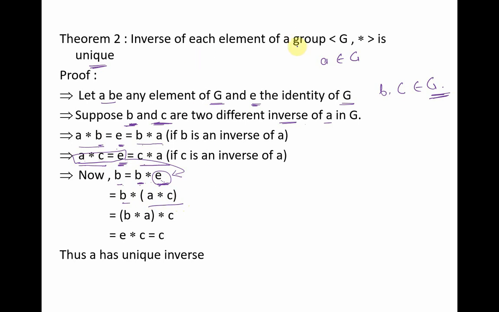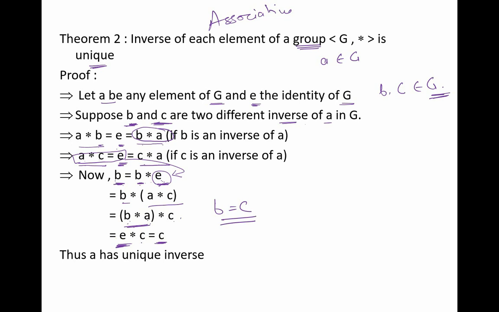Now, being a group, this is associative. So B star A star C, I can write as B star A star C. Now, B star A, remember, B was also an inverse element. So B star A can be written as E. So B star A star C can be written as E star C, and as E is the identity element, this is equal to C. So I started off with B and I am left with C. So I can write B is equal to C. That means a group, for a given element, has a unique inverse.